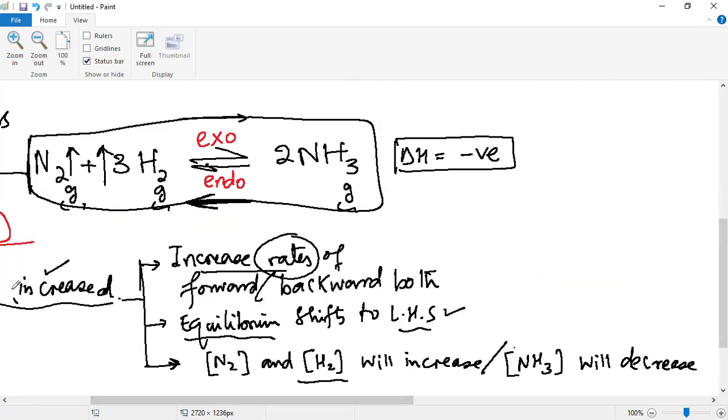Now if I do the opposite with temperature, like if instead of increasing I lowered the temperature, then everything here will flip. I mean, the rates will become slow. Equilibrium would shift to the exothermic side. More product, less reactants will be formed, right?